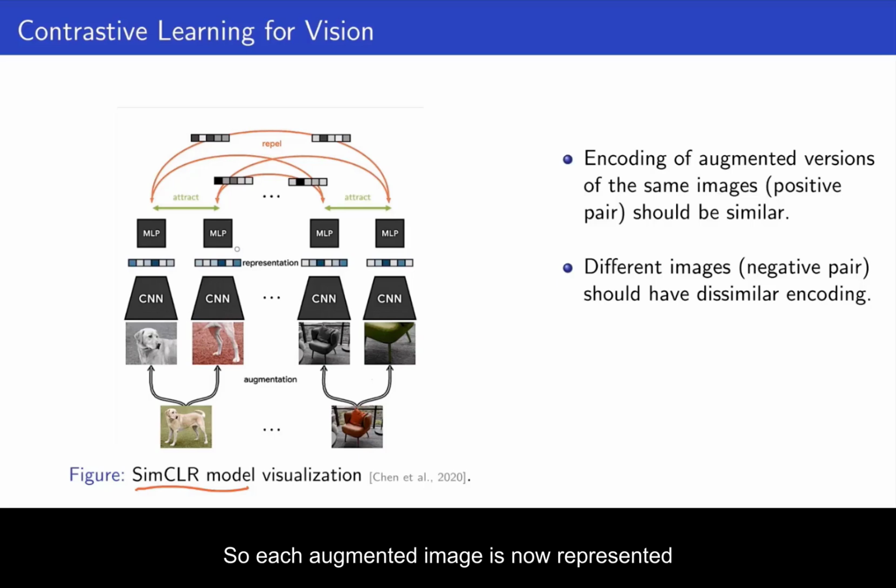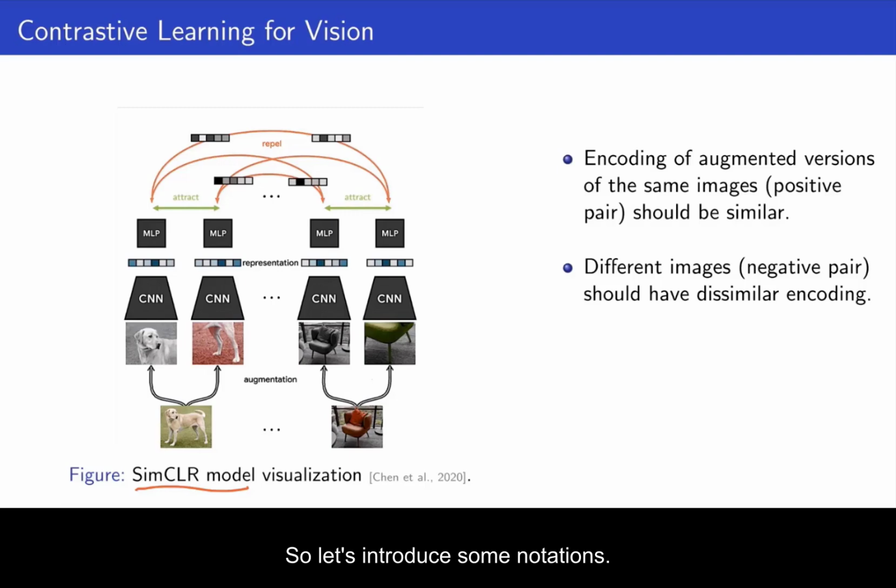So each augmented image is now represented as a high dimensional vector of, let's say, 128 bits. So the goal of contrastive learning is that two augmented versions of the same original image result in similar high dimensional vectors, as now only the difference between them is the applied augmentation. Therefore, contrastive learning considers other images in the dataset.